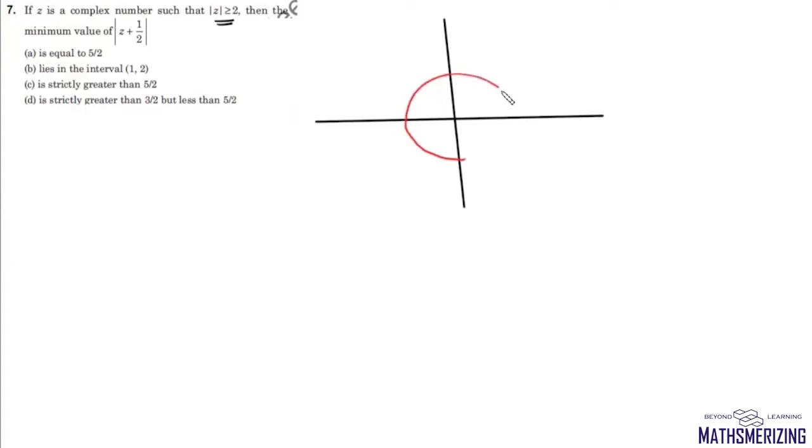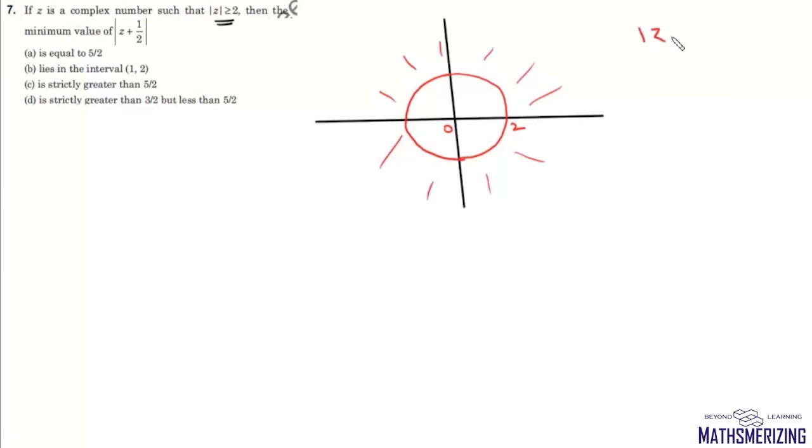Now here the question is, if Z is a complex number such that mod of Z is greater than or equal to 2. So in this case, it will represent all the points on or outside the circle with center at origin and radius equals 2 units. So it will contain all the points on or outside this circle with center at origin and radius equals 2 units.